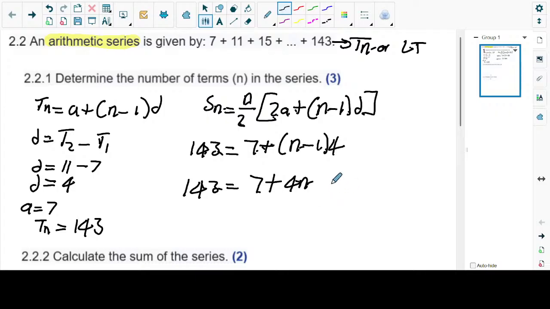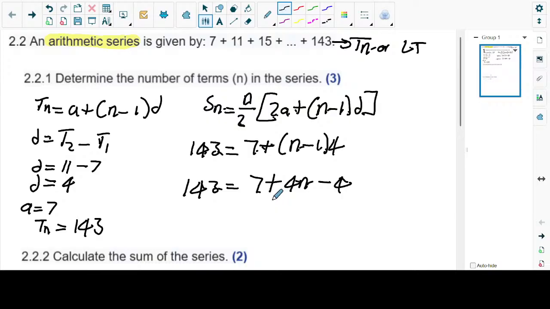4 multiplied by minus 1 is minus 4. Then from now we can add like terms on the right hand side. 7 minus 4 is 3, if I'm correct.